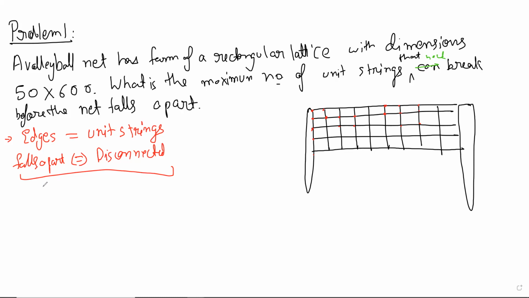That is right. So if we want to maximize the number of strings, or the number of unit strings, that we can remove and keep the graph connected, then what essentially we are asking is what is the minimum number of edges we can keep? That means that we are trying to make a tree.